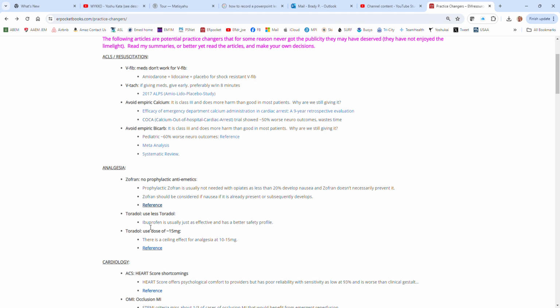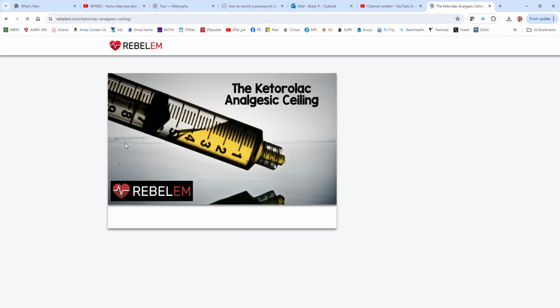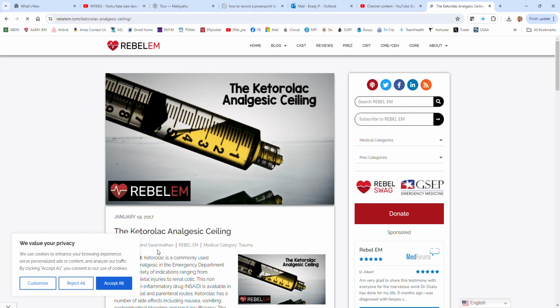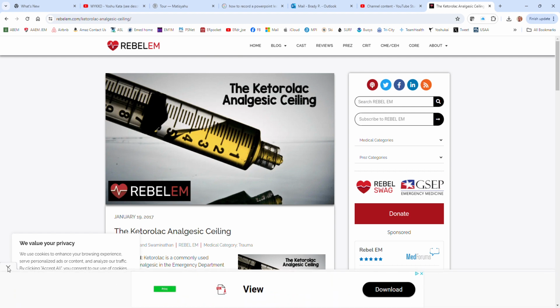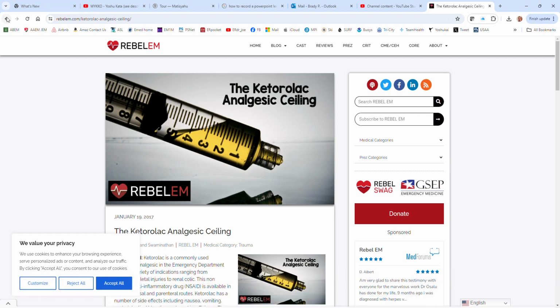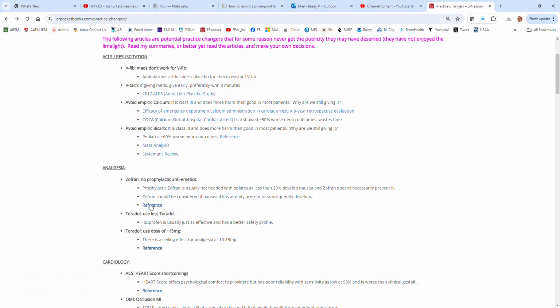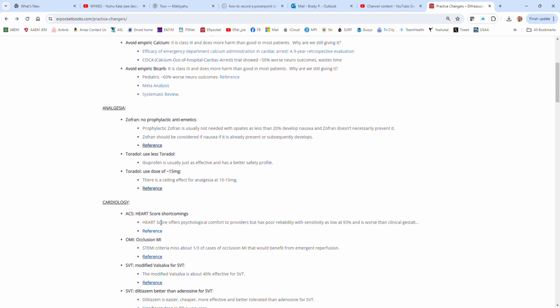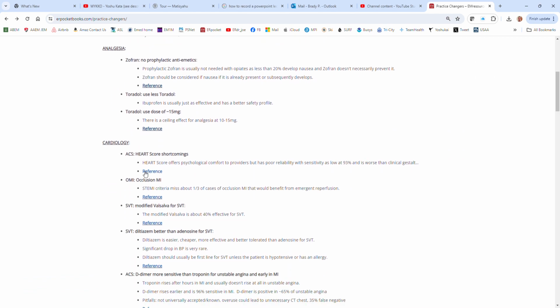I've started to use more Toradol, but ibuprofen is supposedly just as effective and safer. If you are going to use Toradol, they really recommend that the ceiling effect for analgesia is 10 to 15 milligrams. So don't use 30, don't use 60, even if you're going IM. Then click here to get the reference. This looks like it's Rebel EM, so I'm not always linking directly to articles. Sometimes I'm linking to other sites.